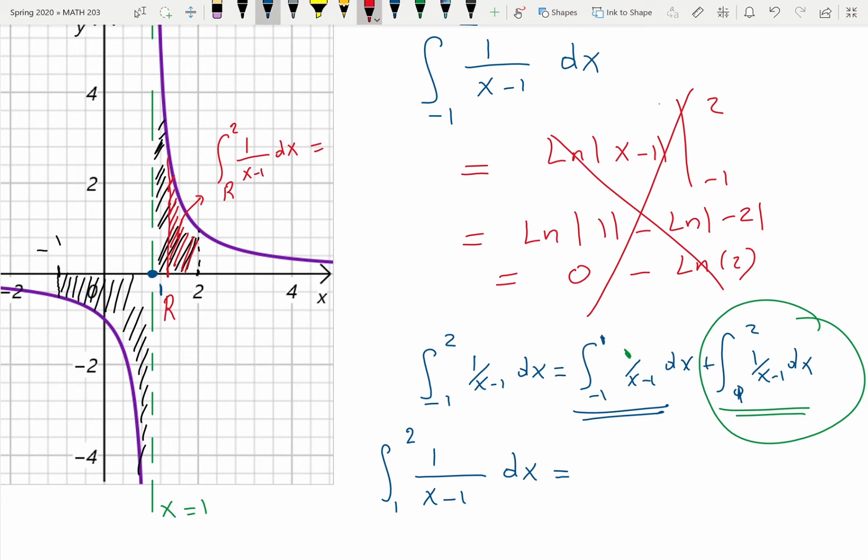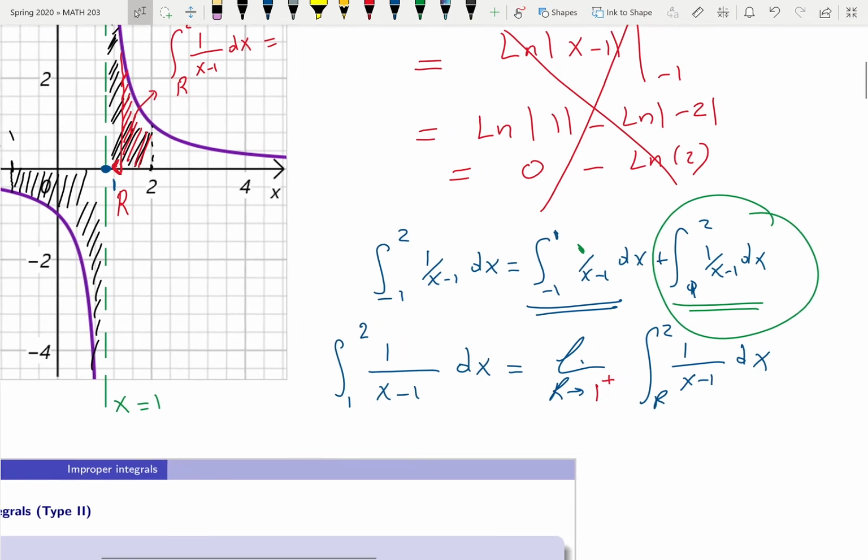In fact, I can finish this. This is equal to ln absolute value of x minus 1 between r and 2. Okay, so first let me write the limit. Here I'm going to let r approach 1. And because r approaches 1 from the right, it's going to approach 1 plus. So that's how I write my integral: the limit as r approaches 1 plus of the integral from r to 2 of 1 over x minus 1 dx.